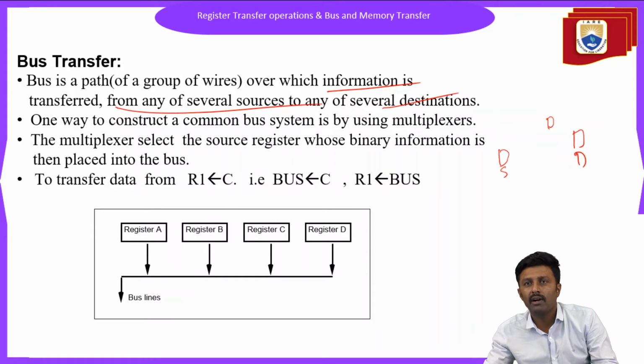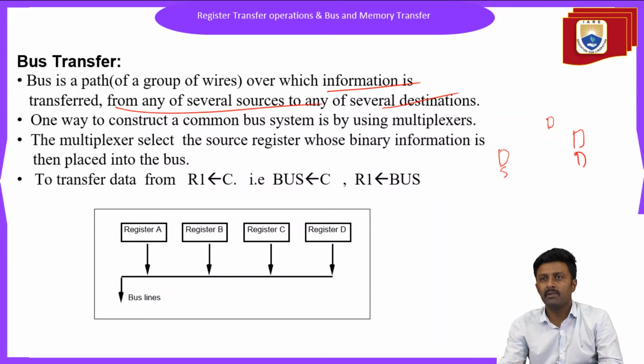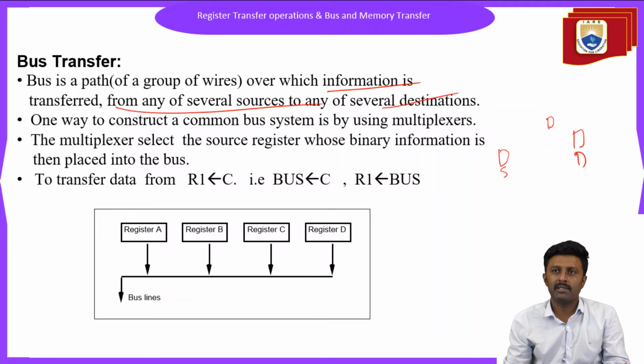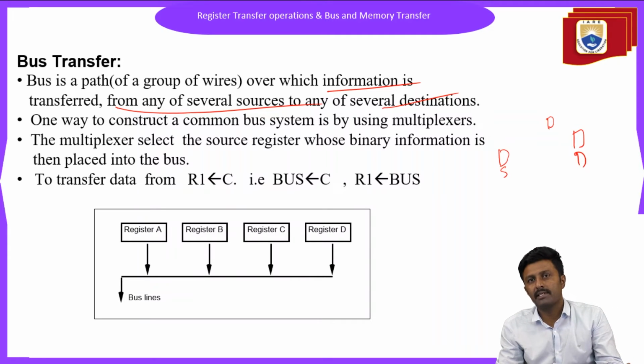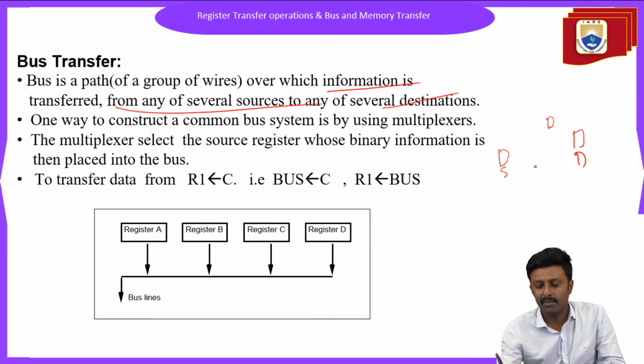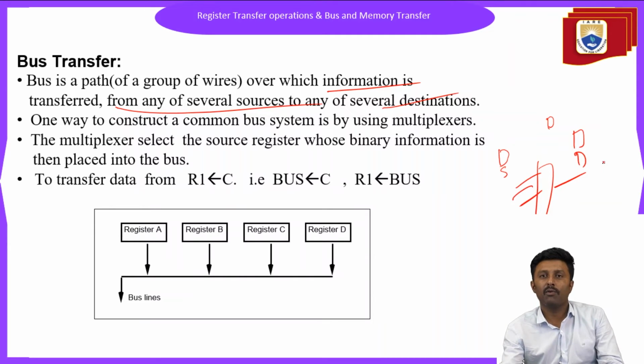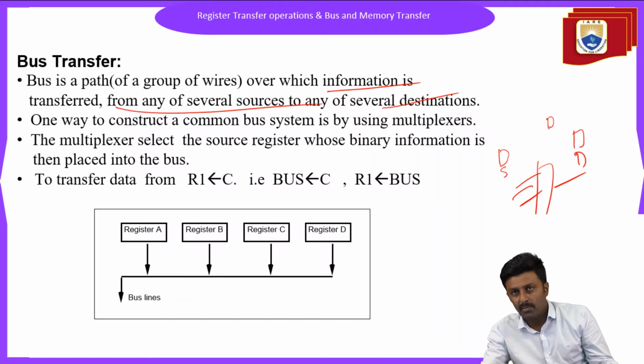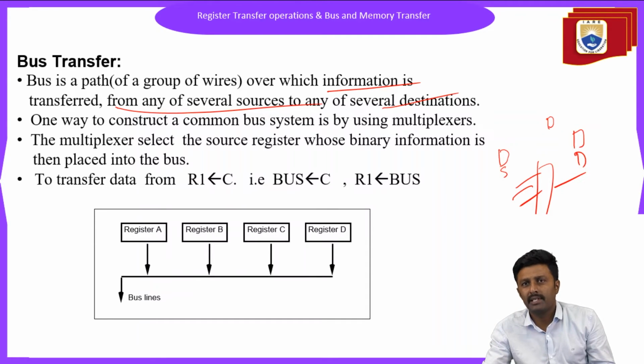So one way to construct a common bus is by using the multiplexer. We can use multiplexers for building the buses here, because what is a multiplexer? A multiplexer will have n number of inputs and a single output. So the multiplexer selects the source register whose binary information is then placed on the bus.